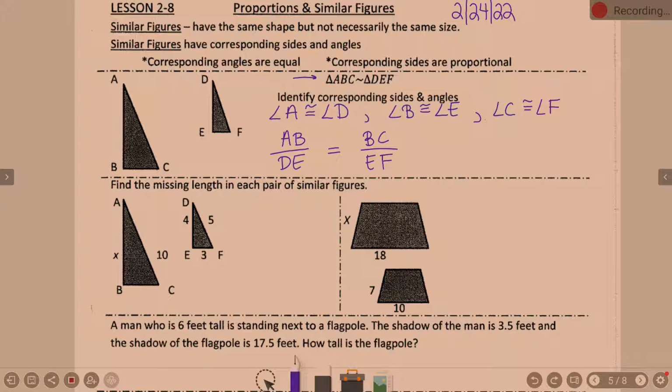Now, not Rylan, not David, someone else give me the third pair. What's the other pair of similar sides? Go ahead, Jason. AC and DF. Yep, I agree. AC is proportional to DF.